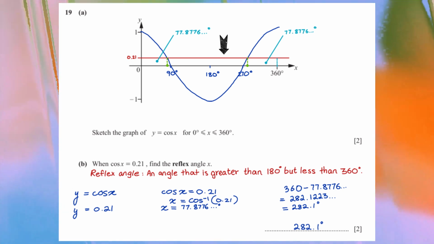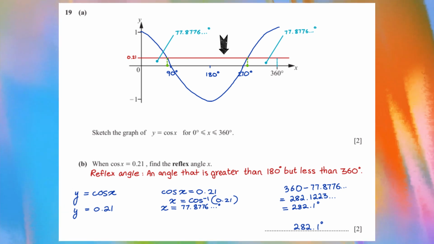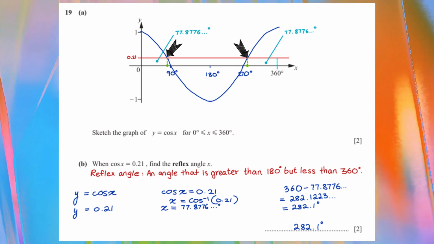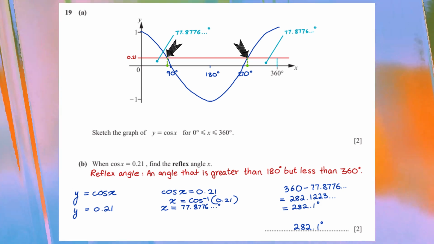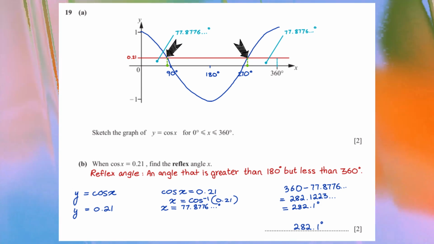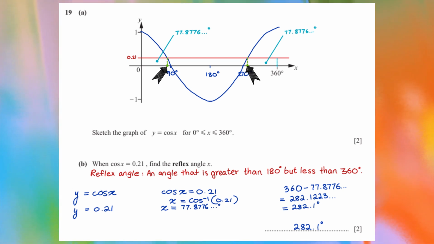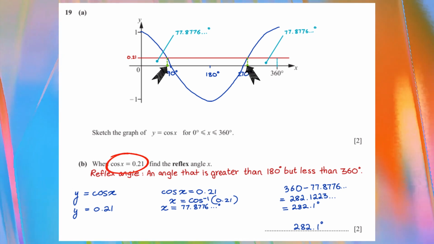So we draw a line across the sketch from 0.21 on the y-axis. I've drawn this line in red color here. As you can see, these are the points of intersection of the red line and the graph of y equals the cosine of x. The x-coordinates of these points respectively are the solutions to this equation.